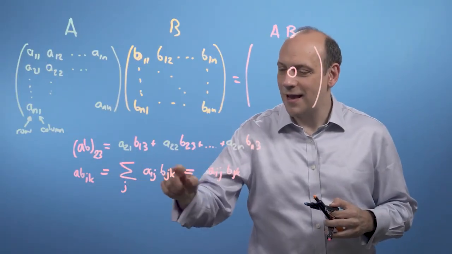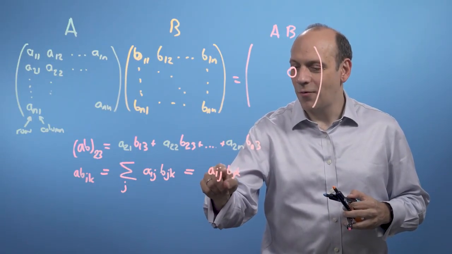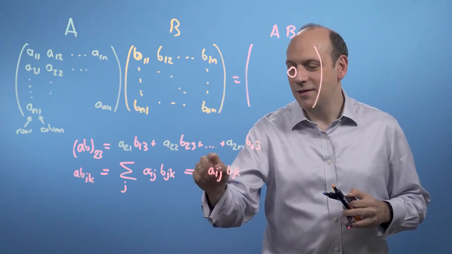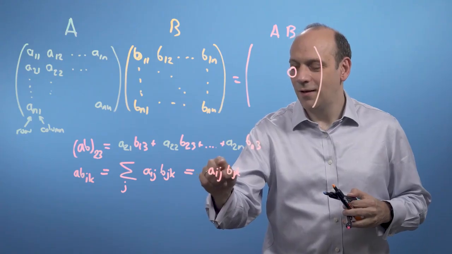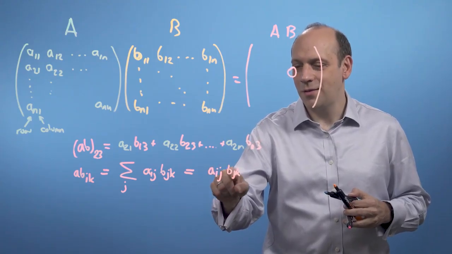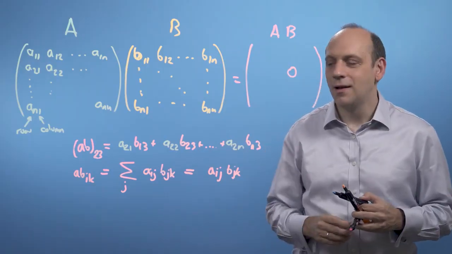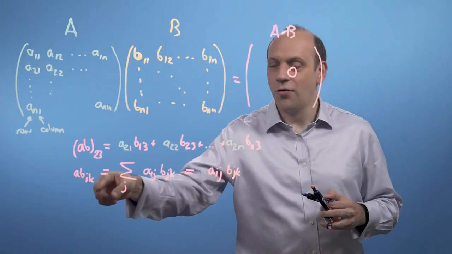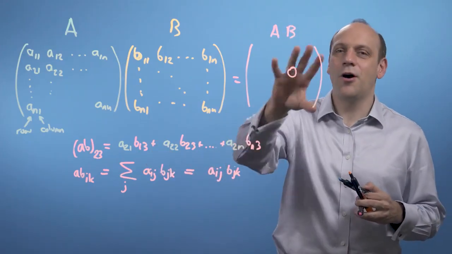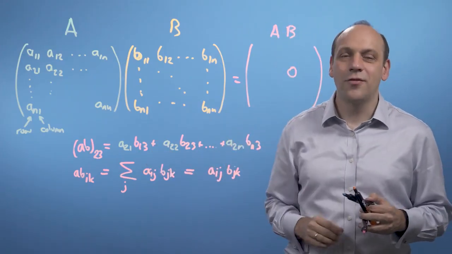So ABik is equal to Ai1 B1k plus Ai2 B2k plus Ai3 B3k, and so on, until you've done all the possible j's. And then you do that for all the possible i's and k's, and that will give you your whole matrix for AB for the product.